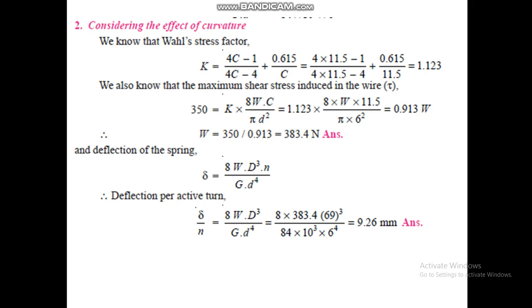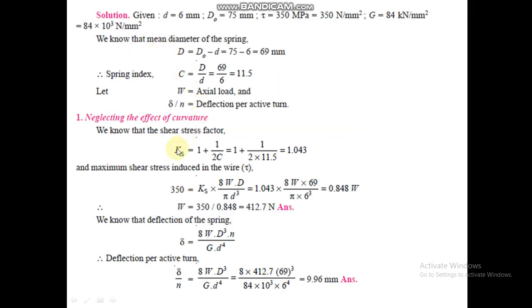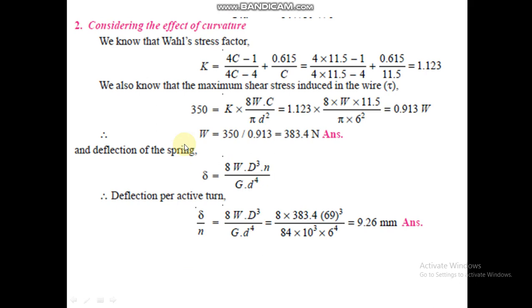Now the same question we will do by considering the effect of curvature. So instead of using Ks, the shear stress factor, we will use the wall factor, because when we have to consider the curvature effect, then we will use the wall factor. The wall factor is (4C minus 1) by (4C minus 4) plus 0.615 by C. So put the values of C and you will get the wall factor K as 1.123.